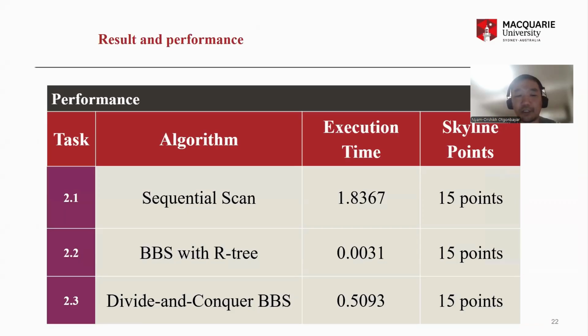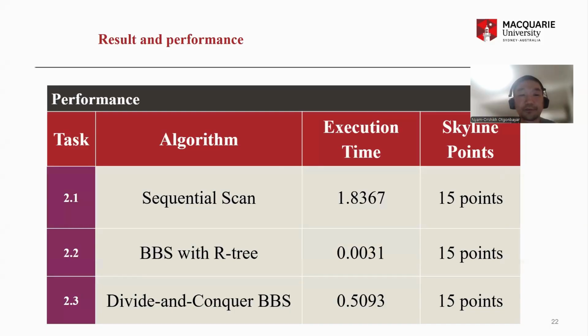And secondly, branch-bound skyline with R-tree takes 0.003 seconds, and divide and conquer branch-bound skyline takes 0.5 seconds, each with 15 points. So all three methods return the same results, the same set of skyline points, for example, the ID number, cost of the home, and price per square meter. And this presents the most effective homes in the dataset.